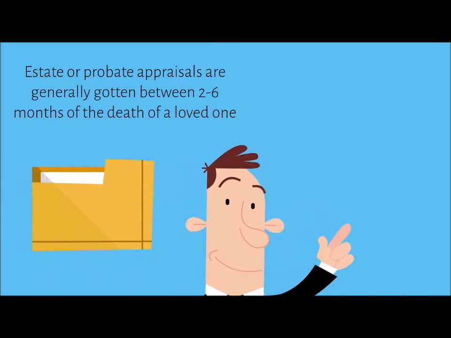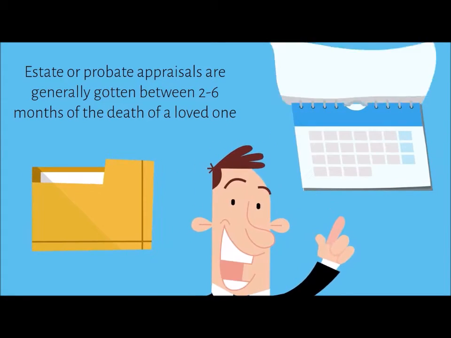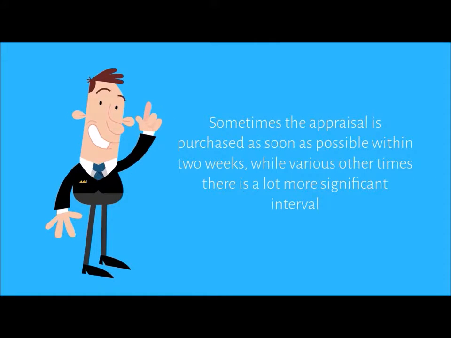Estate or probate appraisals are generally ordered between 2 to 6 months of the death of a loved one or inheritance of a property. Sometimes the appraisal is ordered as soon as possible, within 2 weeks, while other times there is a much more significant interval.